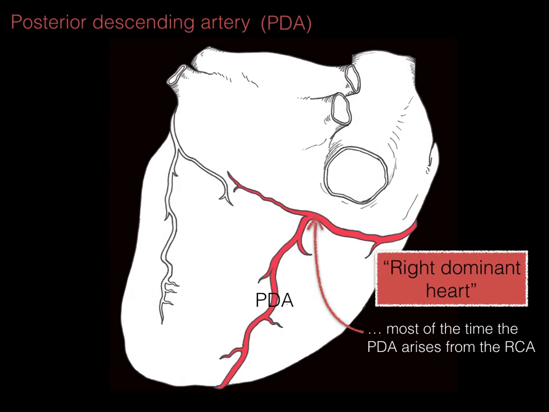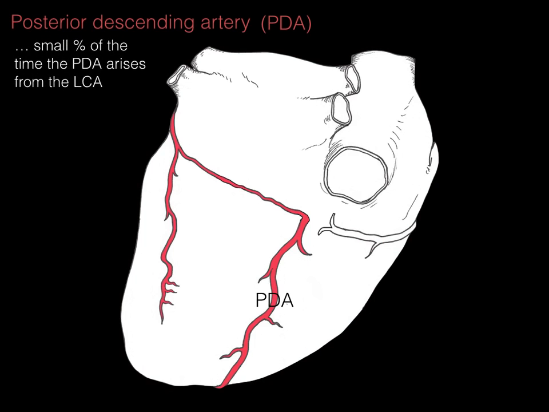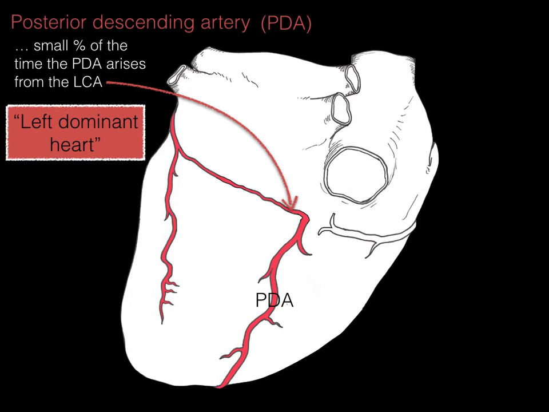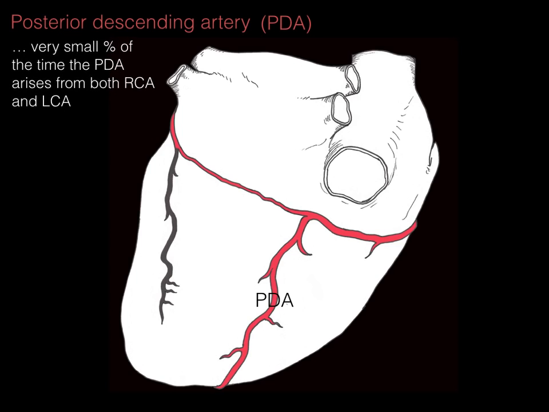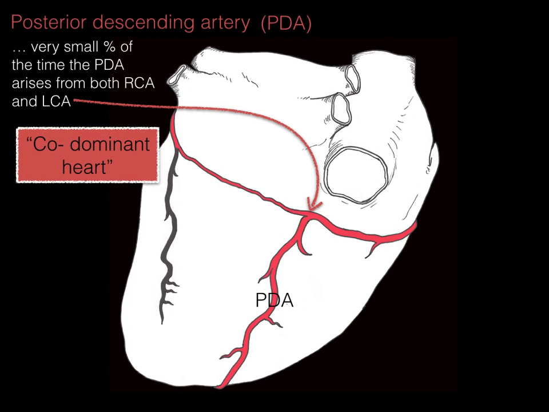This happens 60 to 80% of the time. So often we don't even talk about right dominant heart because that's the assumption. However, watch this next picture. See that change? A small percent of the time, the PDA arises from the left coronary artery, as this illustration shows, and so we call this a left dominant heart. And then an even smaller percent of the time, notice I raised my voice to show how small that is, the posterior descending artery arises from both the right coronary and left coronary arteries. This is known as a co-dominant heart.